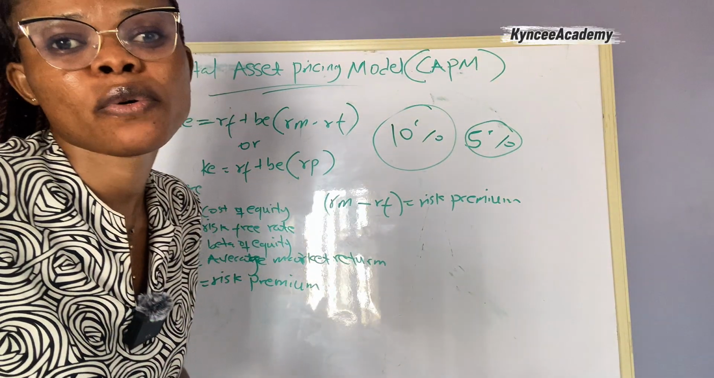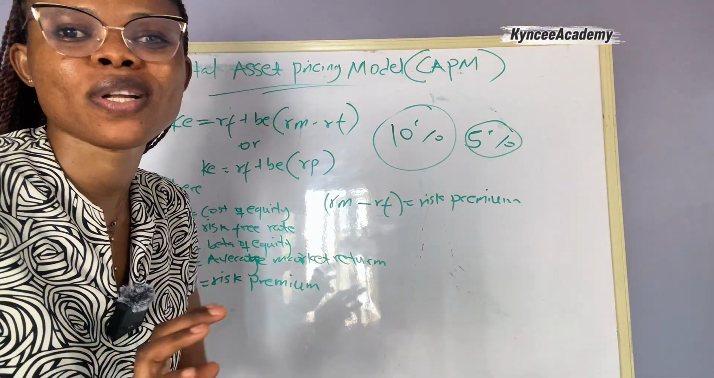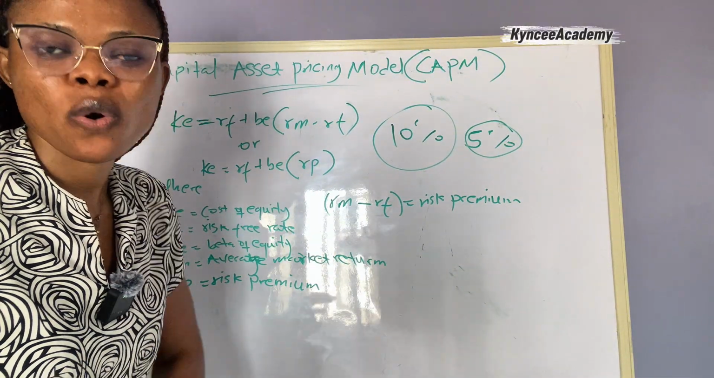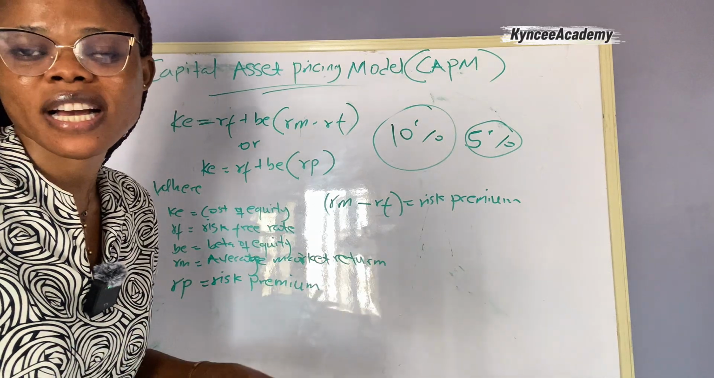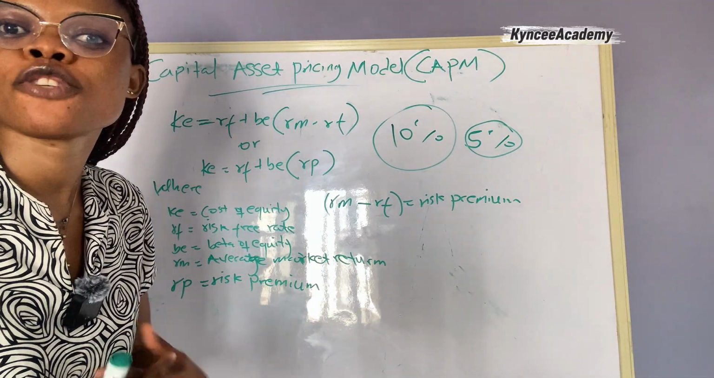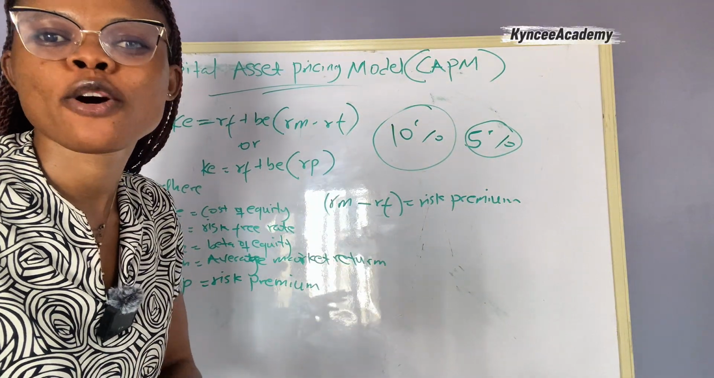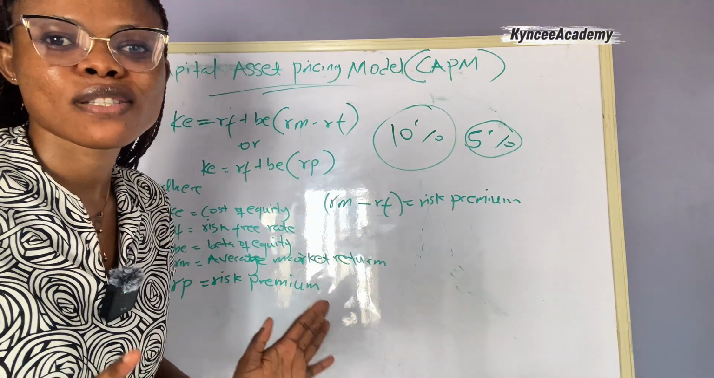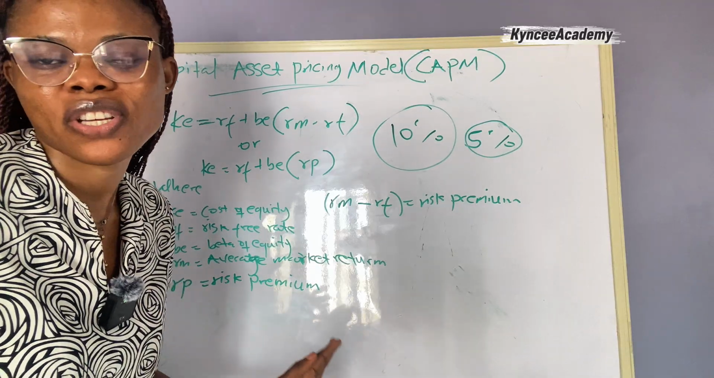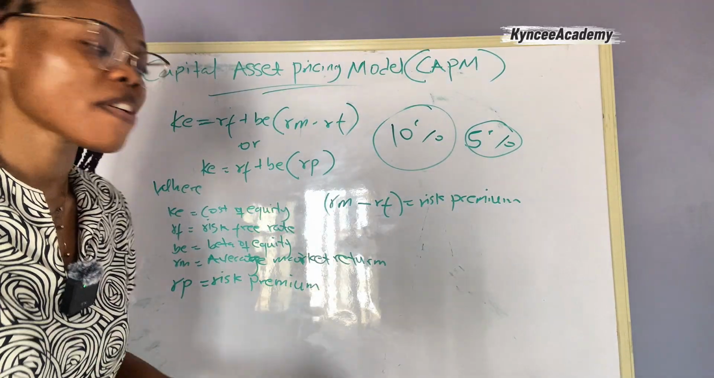But on the other hand, when we're talking of beta of assets, if a company uses only equity, that's the ordinary share capital, to finance its project, it means that the company is not geared and not leveraged, which is very, very good.